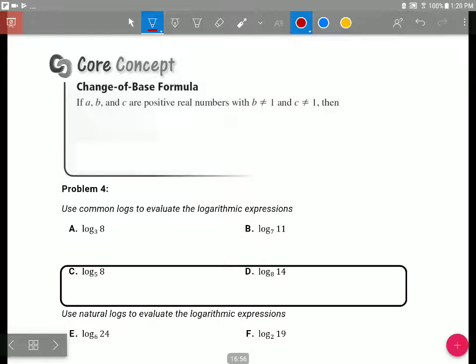The next page is even harder. Oh my goodness. No, it's easy as pie. We've actually taught you how to do the next page already. We just haven't formally discussed it. All right? It's the change of base formula.